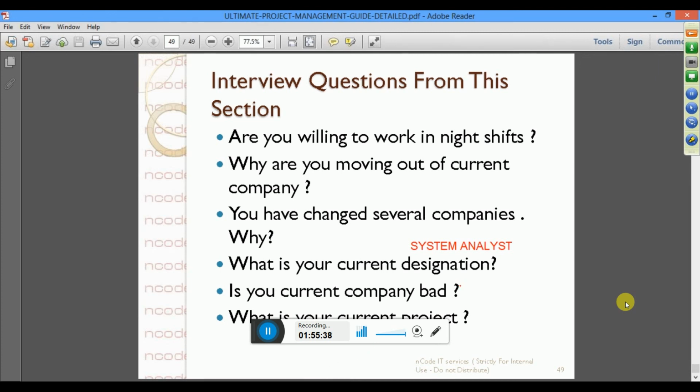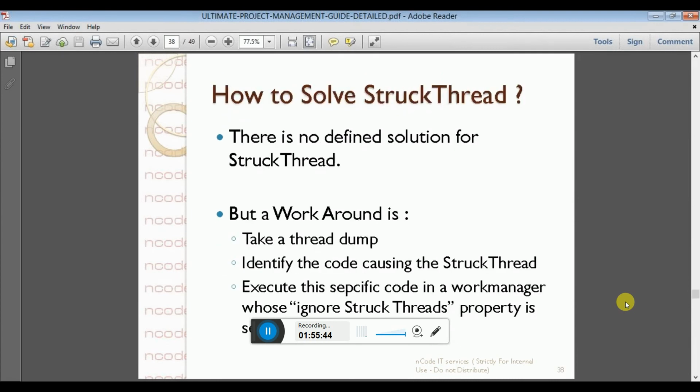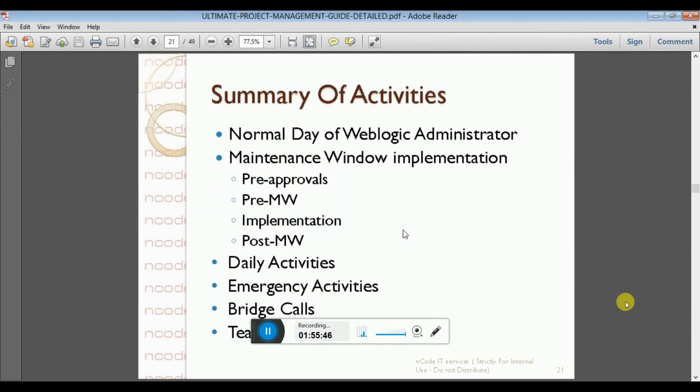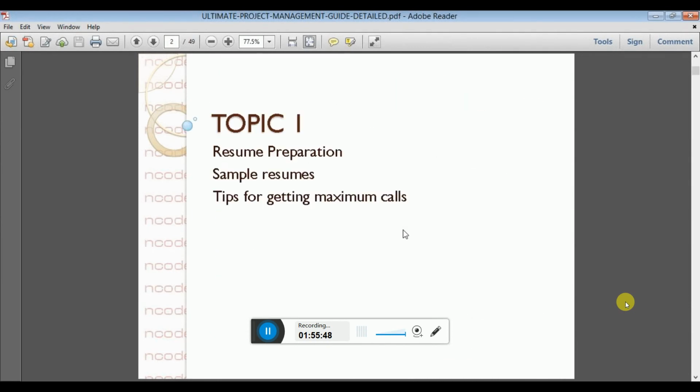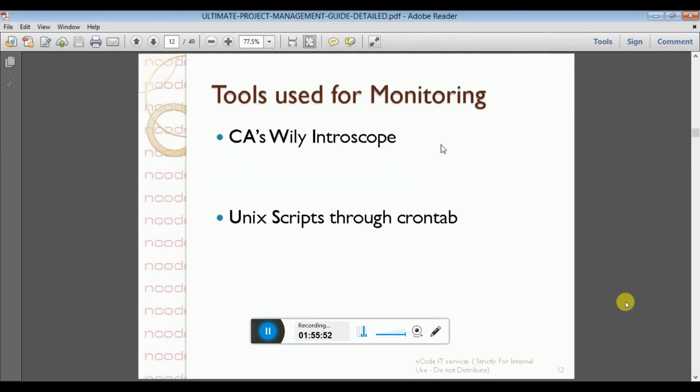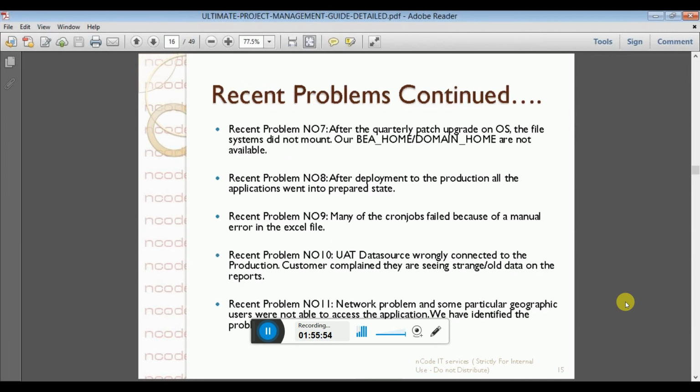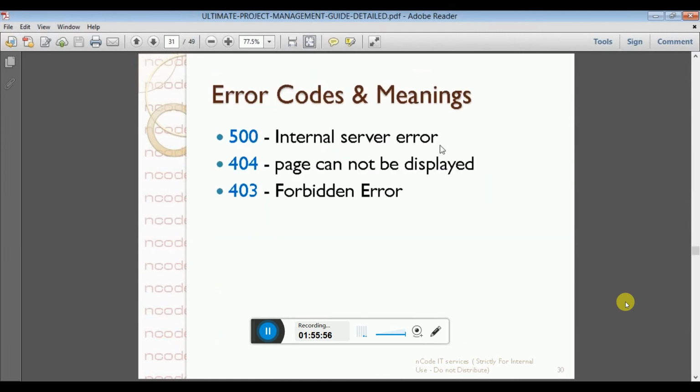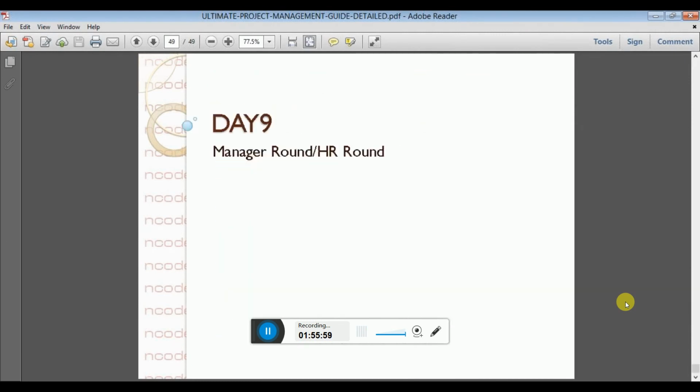What's your current project? Make sure you have a fair idea of your current project. That's your very, very long project management. This should give you a complete understanding of project management. So we'll go through it one more time, and then you should be able to finish it fast.